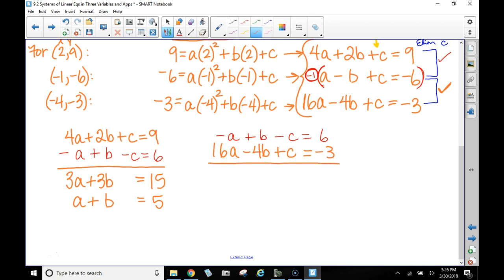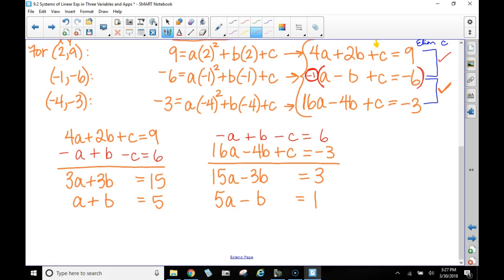Now, when we add these together, we've got 15a minus 3b equals 3. And again, I might want to go ahead and divide everything through by 3. I can totally do that. If I divide everything through by 3, I would have 5a minus b equals 1. You like that? I like it.